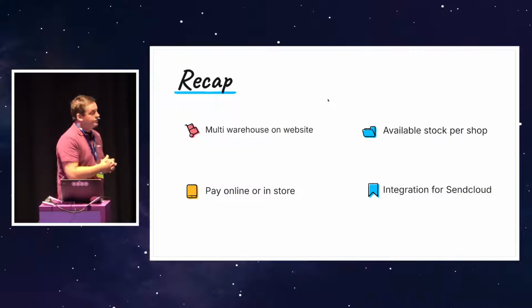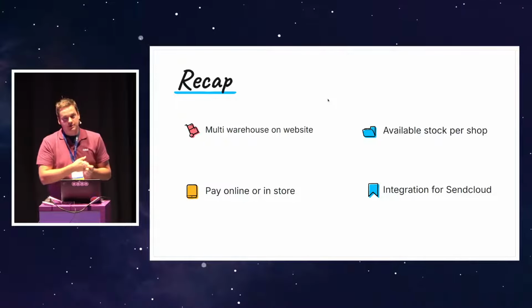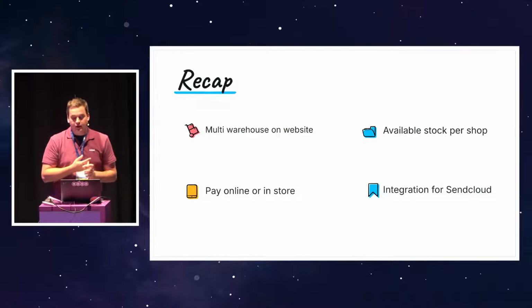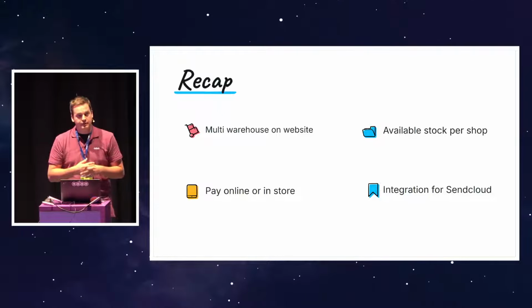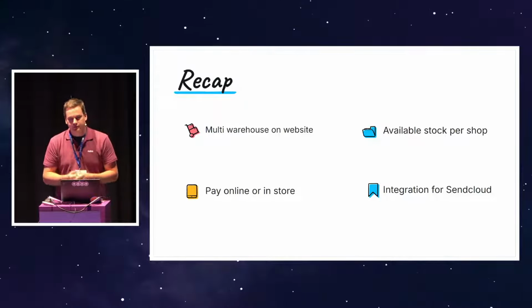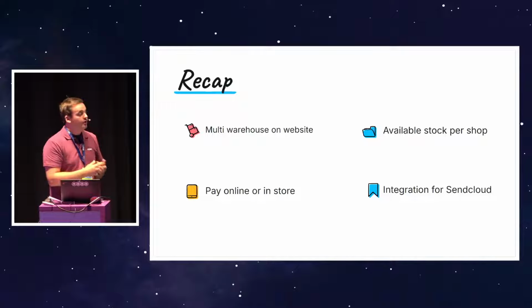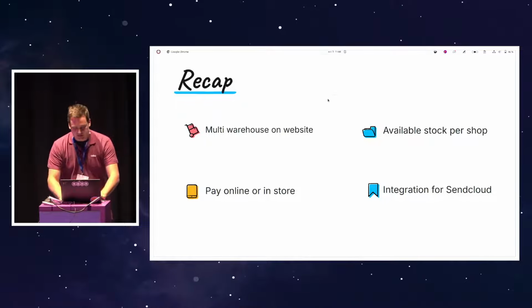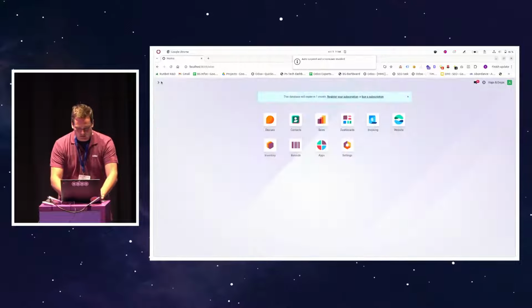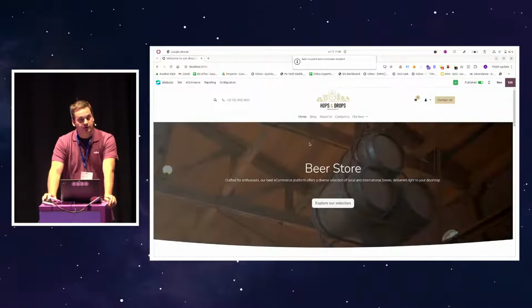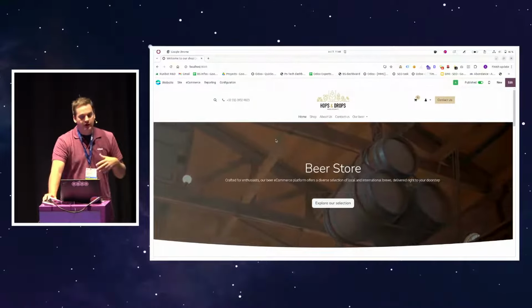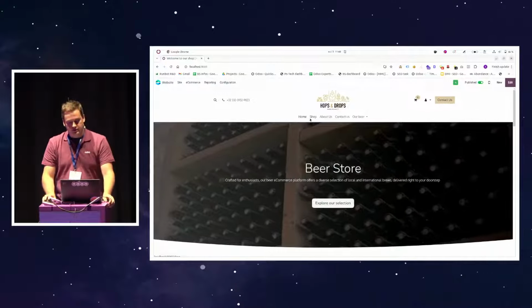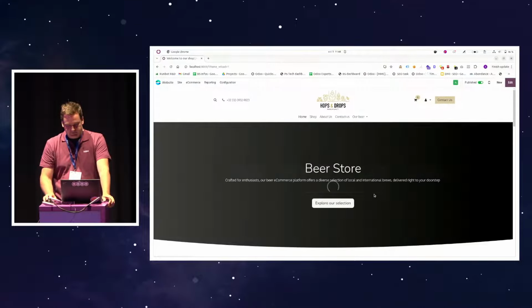Recap. So we now have multi-warehouse on website, a highly requested feature. We can see the available stock per shop, which I think really adds value to our product. And we can pay online or in store. And also the integration with the pop-up of the selection of the shop has been added to SendCloud. When you use SendCloud and you want to choose a pick-up place, you can now use this specific pop-up.